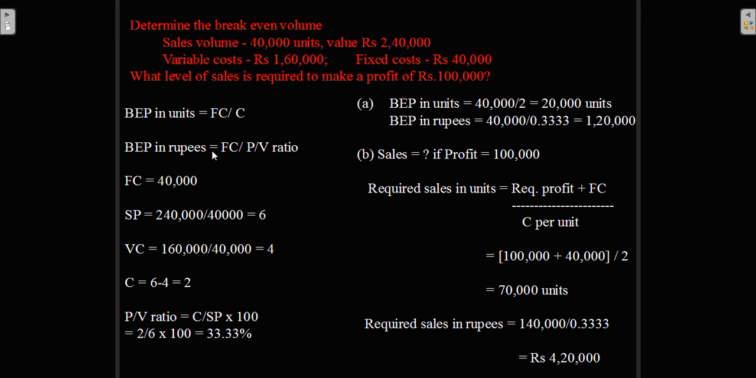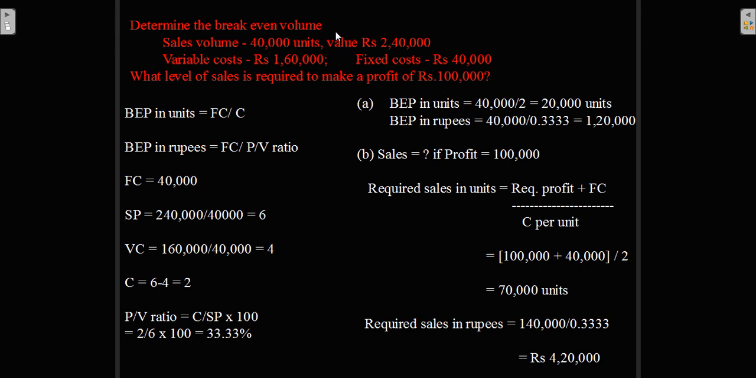If you need to find BEP in rupees, fixed cost divided by PV ratio. PV ratio is contribution divided by selling price. So contribution is 2 rupees divided by selling price 6 rupees. We will find the PV ratio 33%.